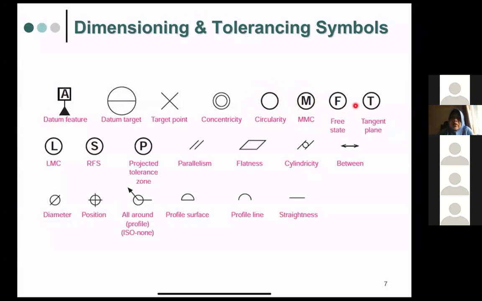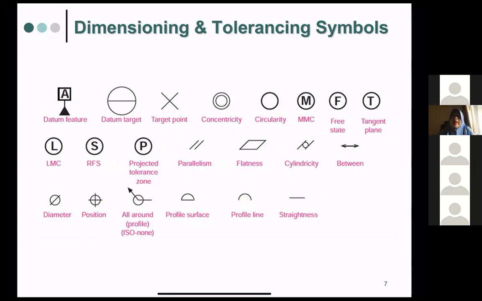This is called free state. This is called tension plate. This is LMC, or least material condition. This is RFS. This is projected tolerance zone. Parallelism, which is parallel planes, and then flatness, cylindricity, and so on, which I think we know already. Diameter, position, all around profile, profile of a surface, profile of a line, and straightness.